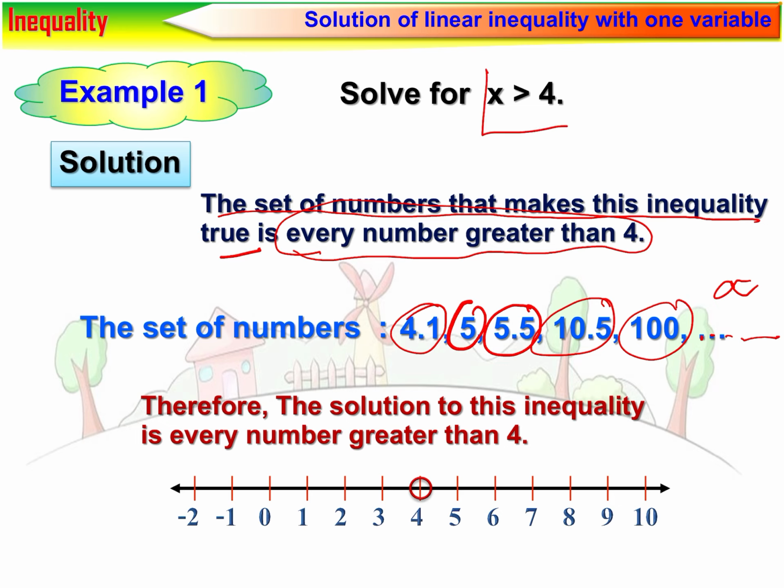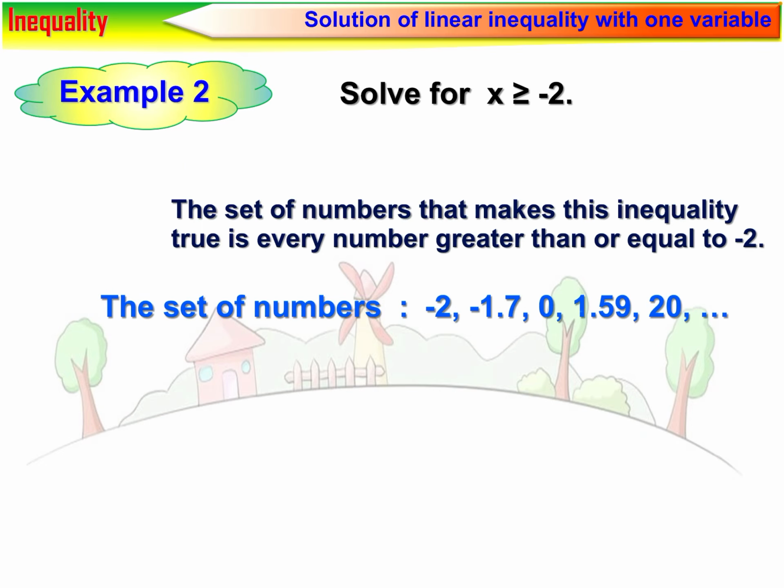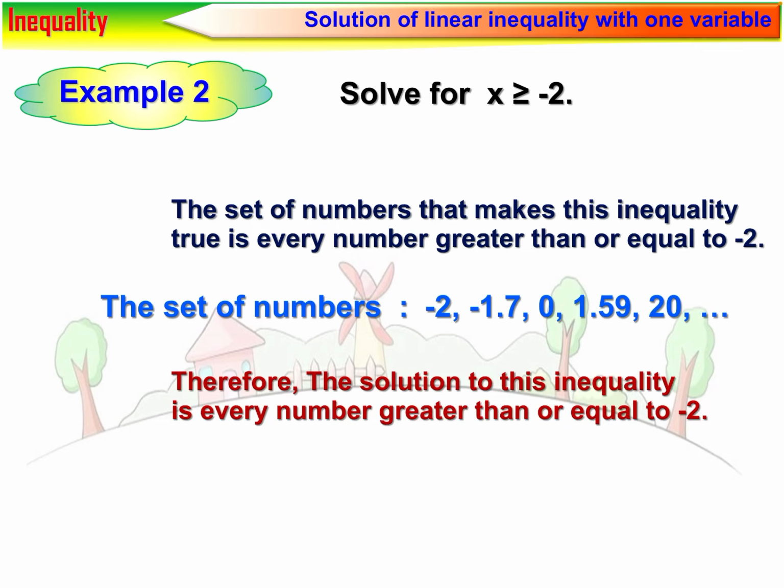So we need to be able to draw the graph of x greater than 4. It means any number greater than 4, but not including 4. So we use what we call an open circle. Remember from the last EP. And after that, greater than, we draw the graph to the right hand side here. Okay, this is example number 1. Next one, example number 2.